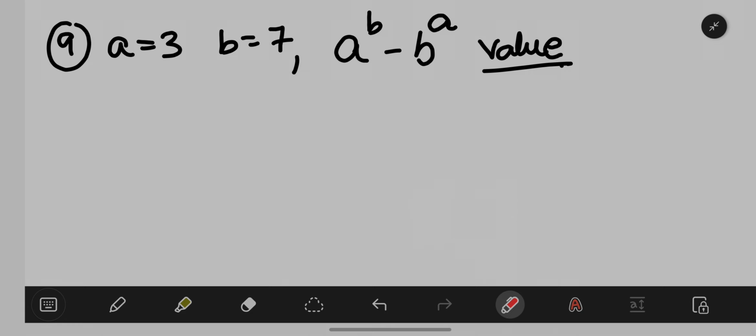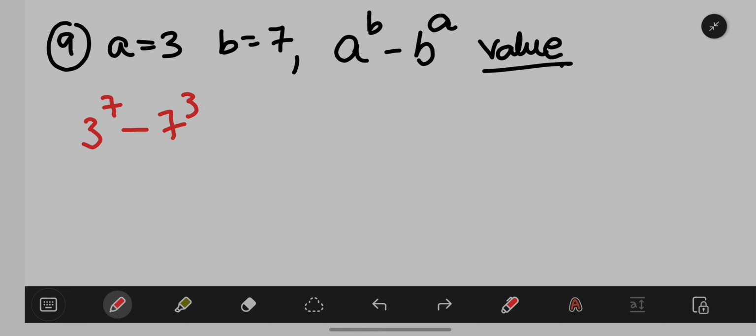However big the calculation is, you have to solve it and do it. Let's do it. a power b, where a is 3, so 3 power 7 minus b power a, where b is 7 and a is 3, so 7 power 3. This is what you have to solve. Now the biggest task is finding 3 power 7. I'll tell you how to solve it.